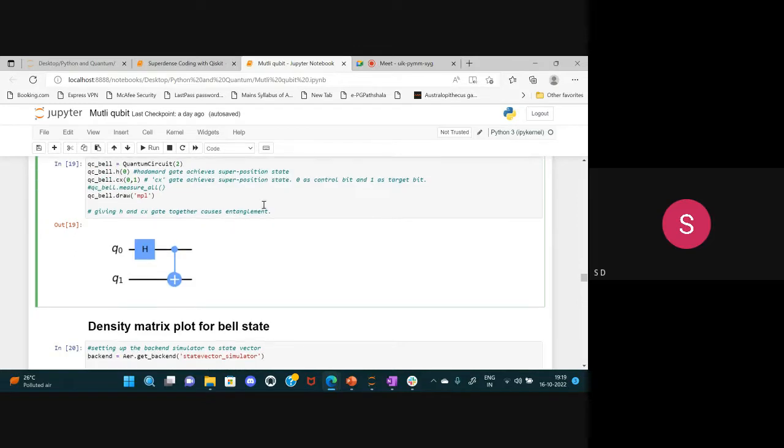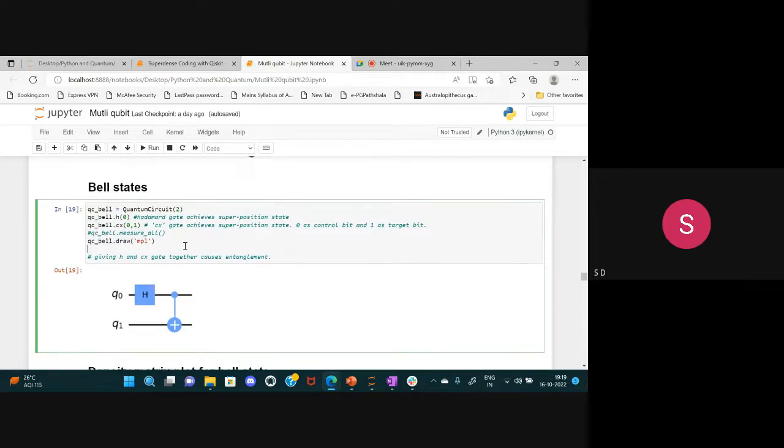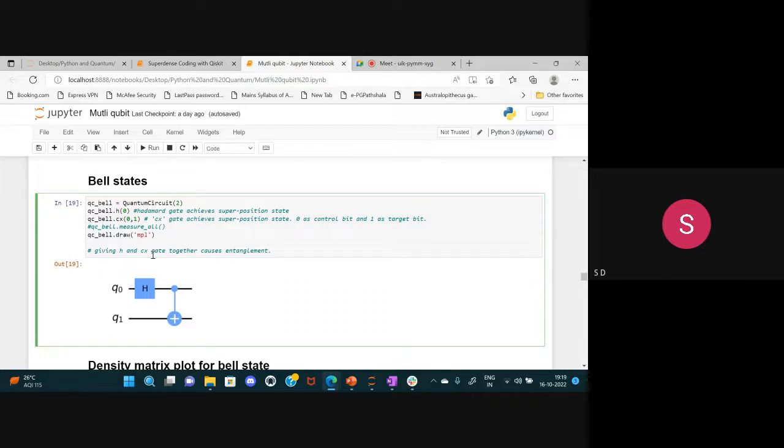And then we are calling the variable qc_bell.draw, and then we are giving mpl. We already discussed why we give mpl, because if we don't, we will get a black and white circuit. With mpl, we get the circuit very beautifully. In the Bell state, we are applying the Hadamard gate to the 0th qubit, and we are using two qubits for the Bell state. For the first qubit, we apply the Hadamard gate, so q0 has the Hadamard gate, and then for CX we are using 0 and 1.